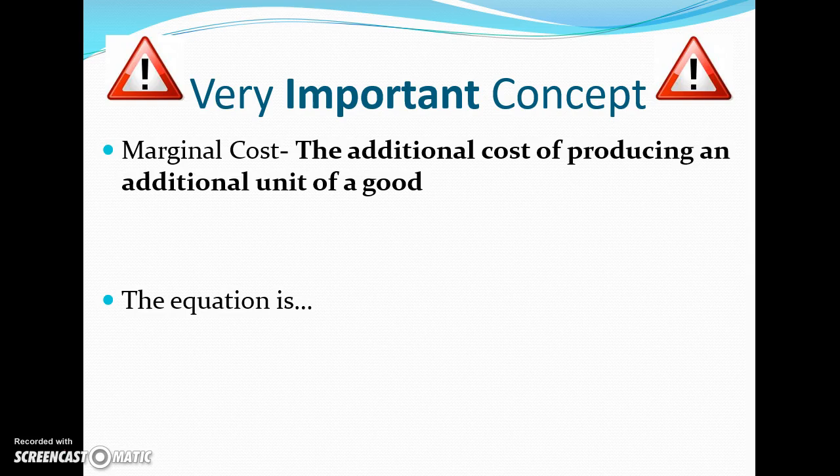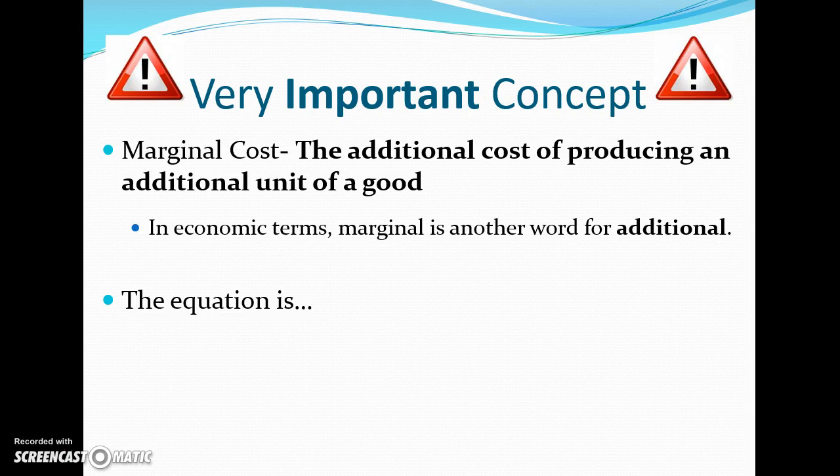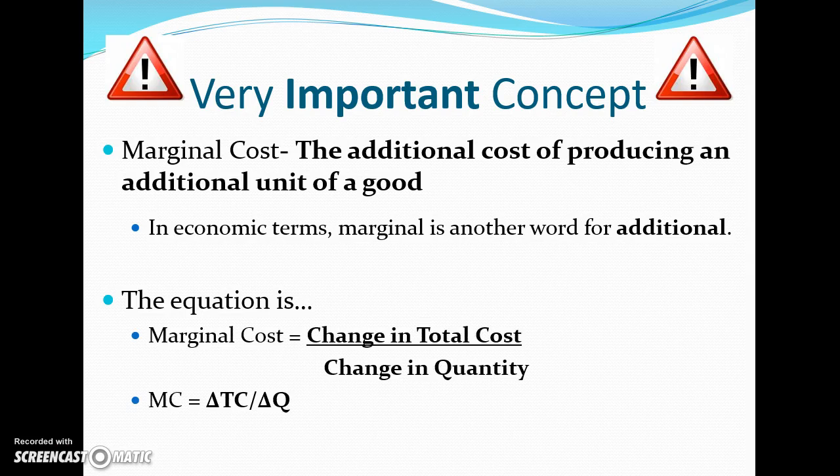Marginal cost. This might get a little confusing. Marginal cost is the cost for producing an additional unit of a good. So just one more. When you ever hear marginal, just think of it as additional, like one more. So the equation is marginal cost equals the change in total cost divided by the change in quantity.